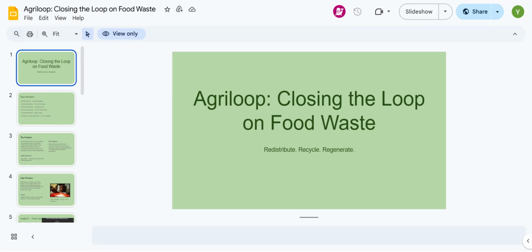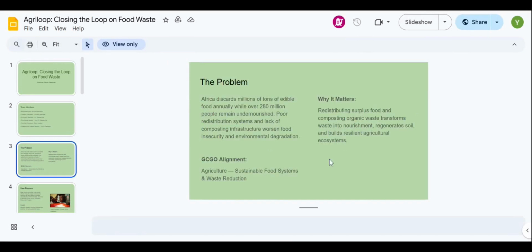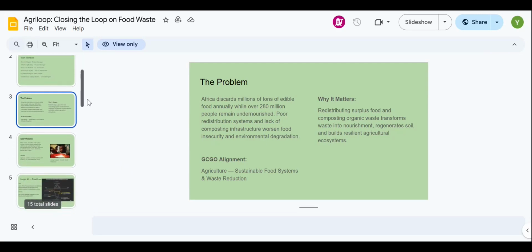When we look at the application, what we seek to solve is the agricultural issue on sustainable food systems and waste reduction to ensure equitable redistribution of food and ensure food security.